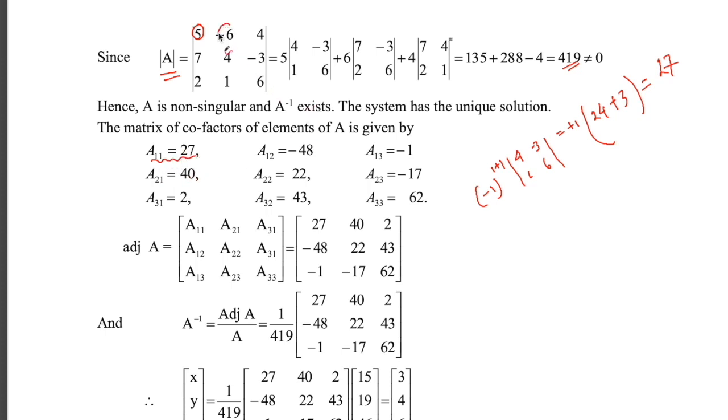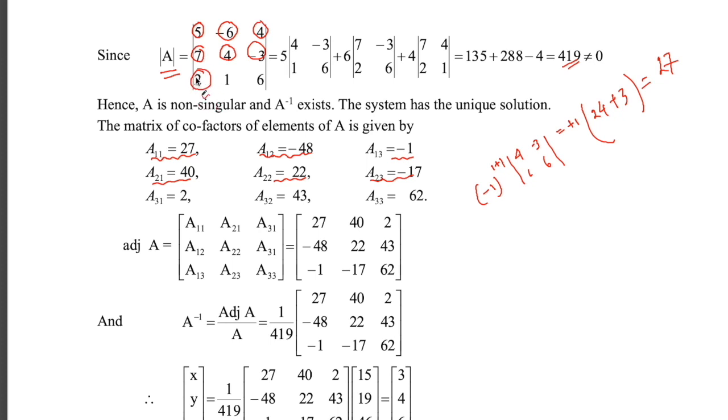And the cofactor of minus 6, the same way you can calculate, which is minus 48. Cofactor of 4, A13, equals negative 1. Cofactor of 7, A21, equals 40. Cofactor of 4, A22, equals 22. Cofactor of minus 3, A23, equals minus 17. Cofactor of 2, A31, is 2. Cofactor of 1, A32, is 43. Cofactor of 6, A33, is 62.